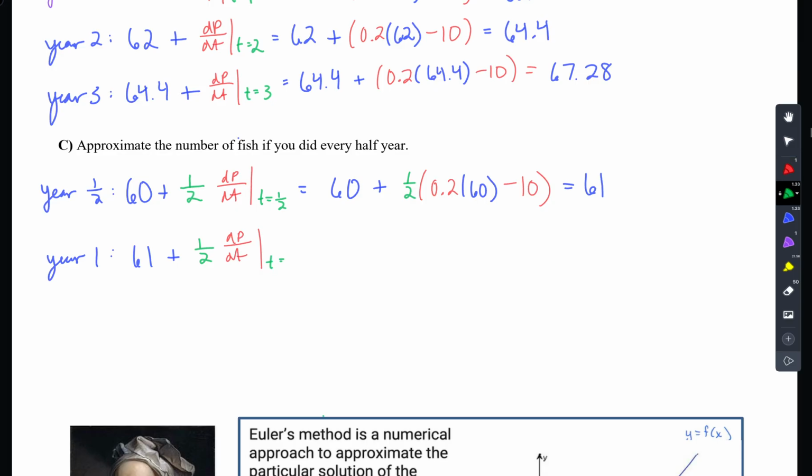evaluated t equals a half. And then you're going to go ahead and plug in, again, 61 instead. And then again, don't plug in 60 because that was the old population. Now we're dealing with 61. And then you tap away and you get 62.1.